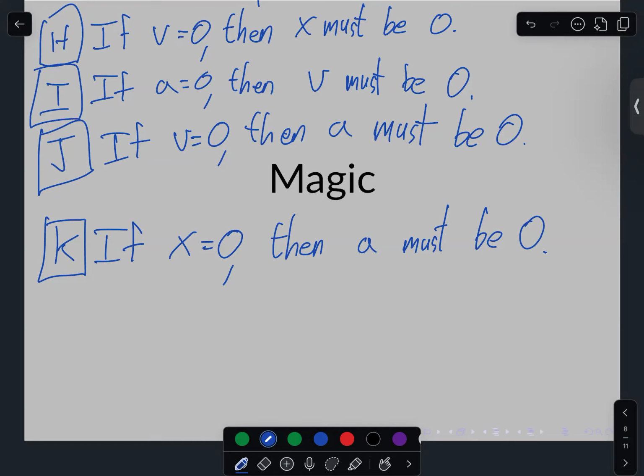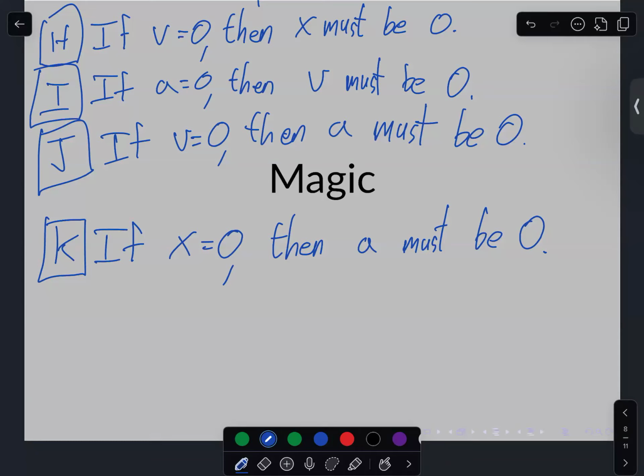Velocity is 0, then x must be 0. I set this as my x equals 0. I'm going to stand here. I'm not moving. Am I at the origin? No. My velocity is 0, but my position is non-zero. Now, if acceleration is 0, then velocity must be 0.